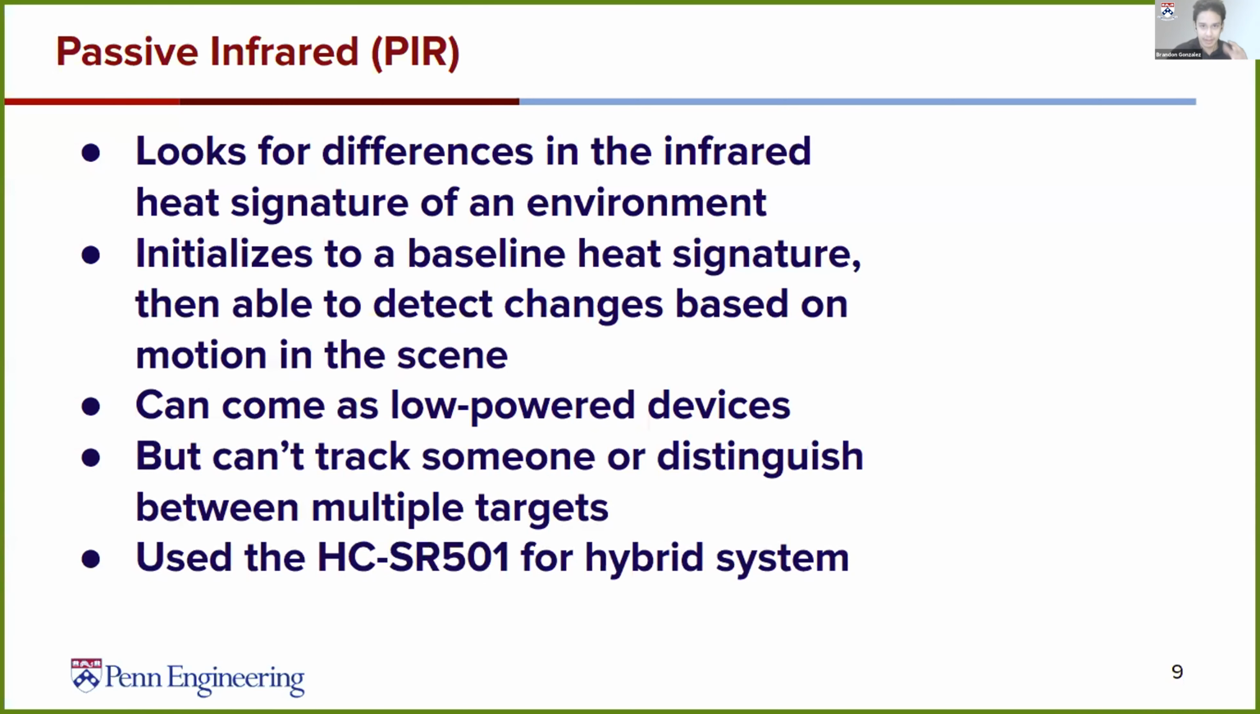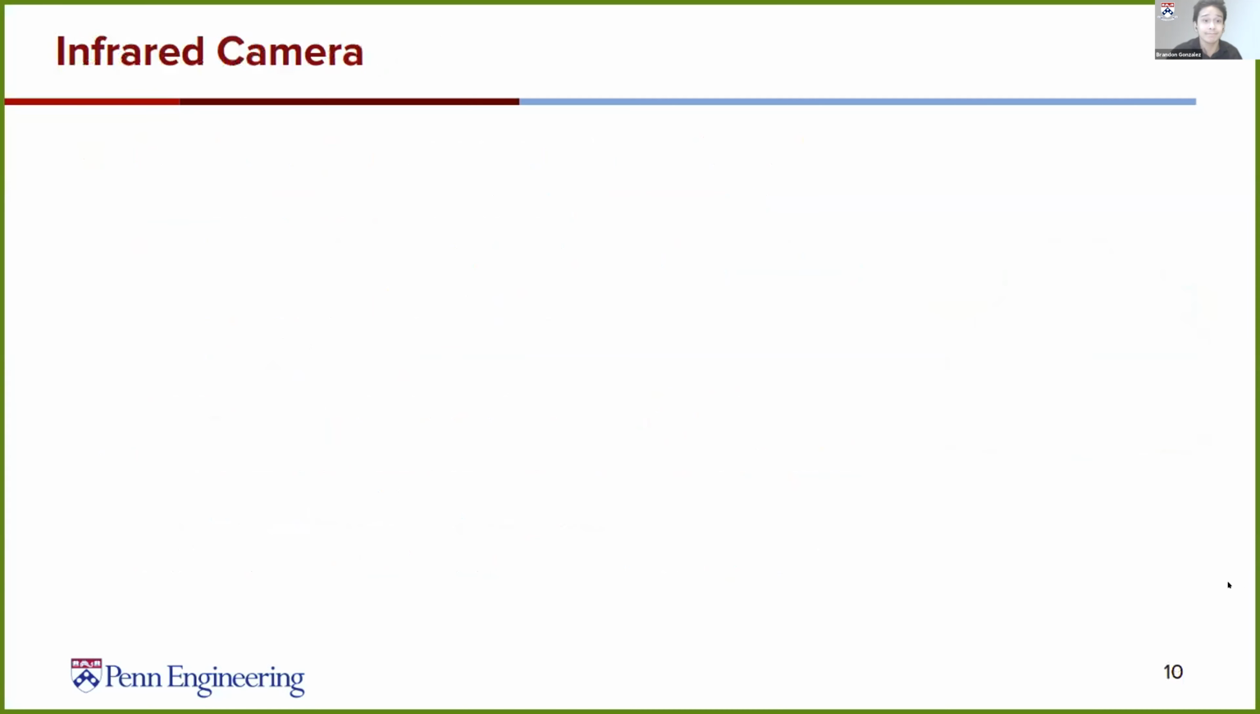And so for this thesis specifically, we use the HC-SR501 for the hybrid sensor system. We explored a few different kinds of PIR sensors, but I found this one to be useful because you could toggle the sensitivity and its time and have more precision over how you're going to detect someone in the scene. So this is the kind of PIR sensor that I ended up using.